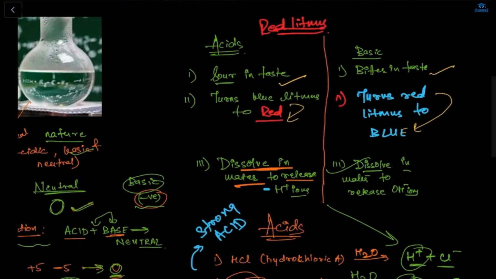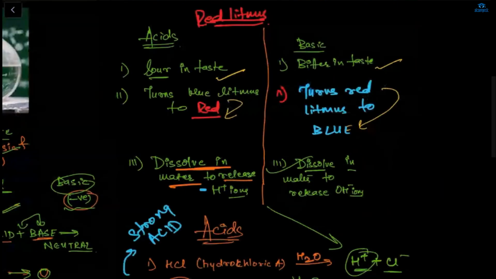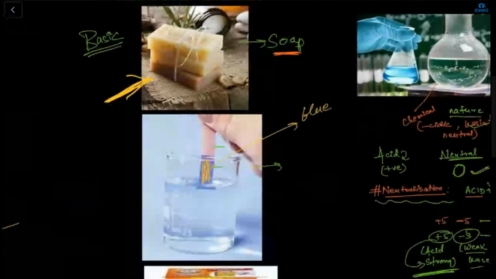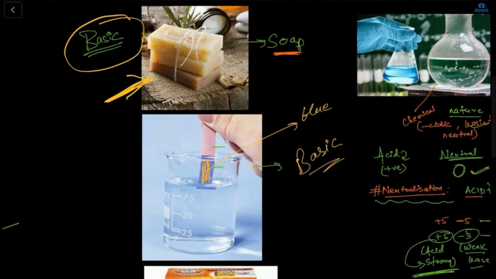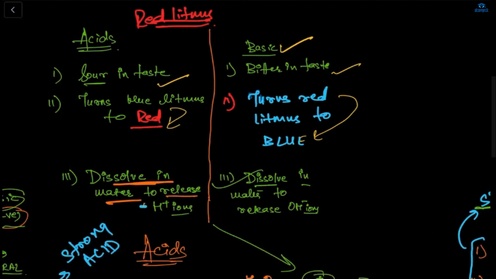This is our litmus paper. If litmus paper turns from red to blue, then it's basic. Student: Basic, ma'am. And if from blue to red, then acidic. Acids dissolve in water to release H+ ions. When acids are dissolved in water, they release H+ ions, and when bases are dissolved in water, they release OH- ions.